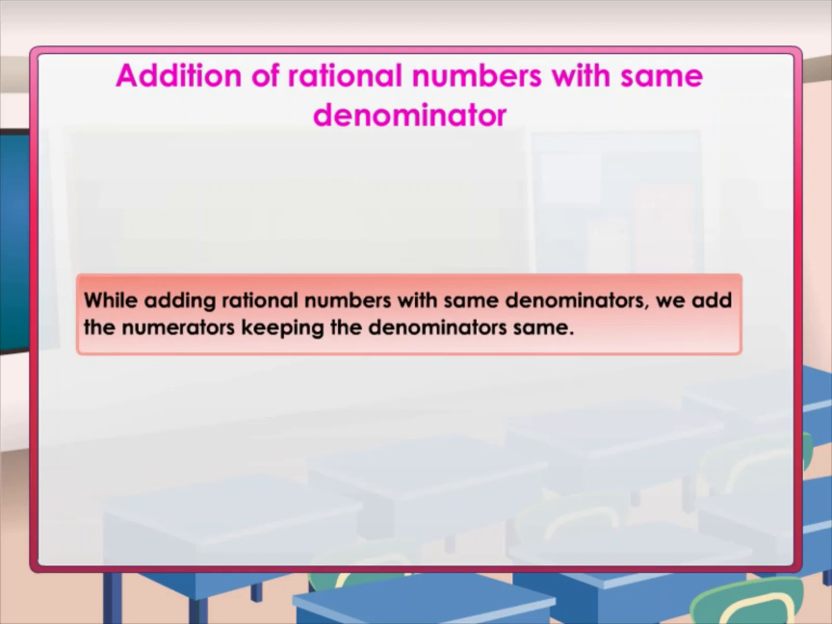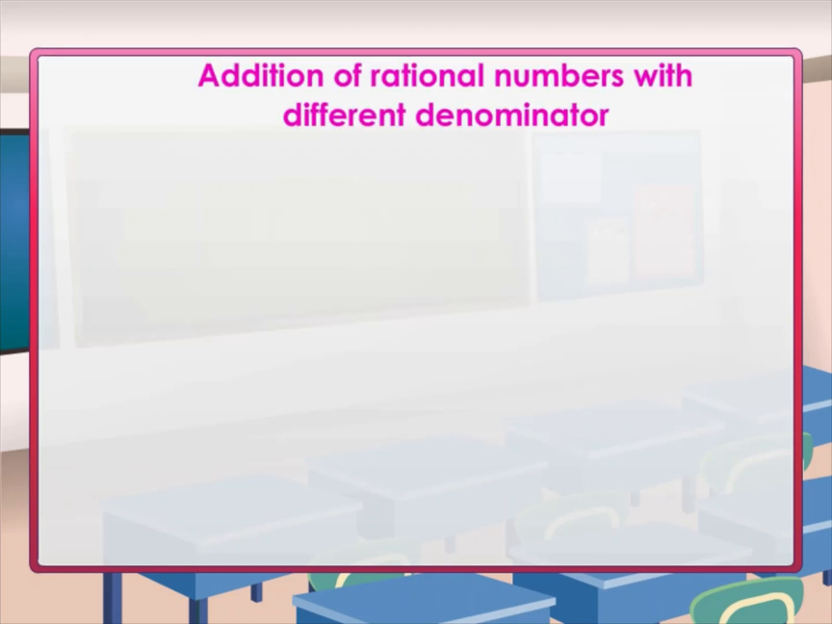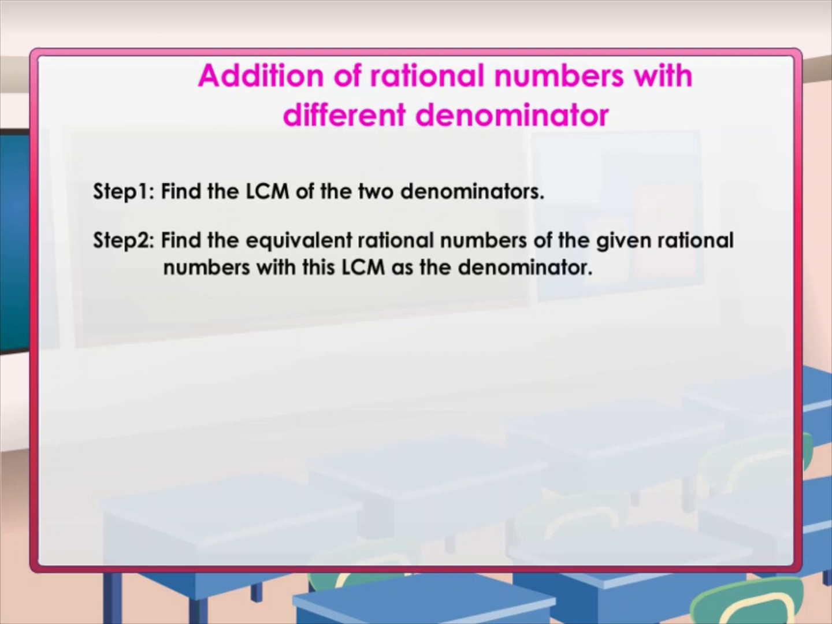While adding rational numbers with the same denominators, we add the numerators keeping the denominators the same. Addition of rational numbers with different denominators. As in the case of fractions, we first find the LCM of the two denominators. Then we find the equivalent rational numbers of the given rational numbers with this LCM as the denominator. Then add the two rational numbers.